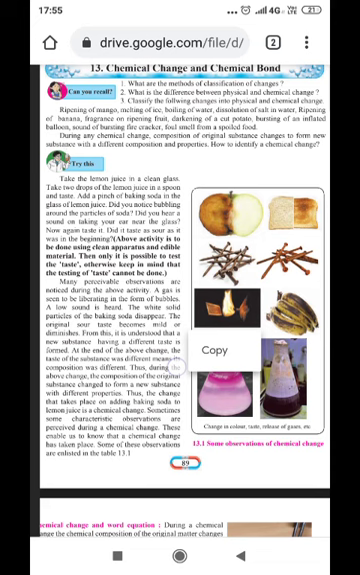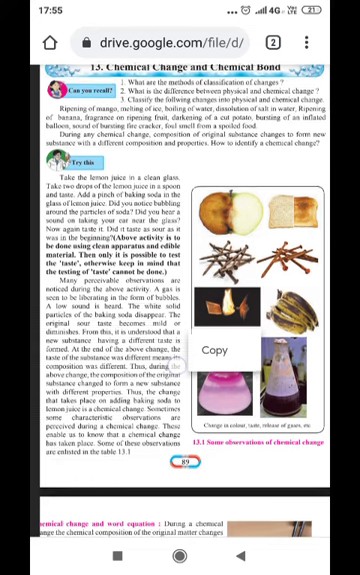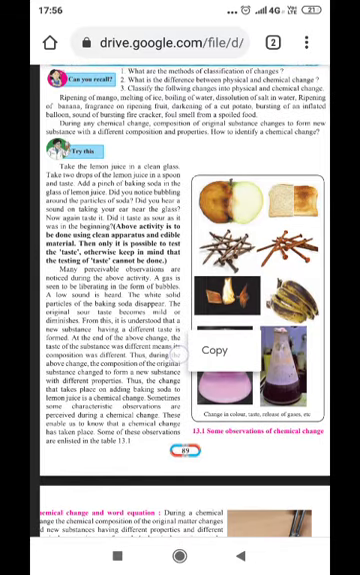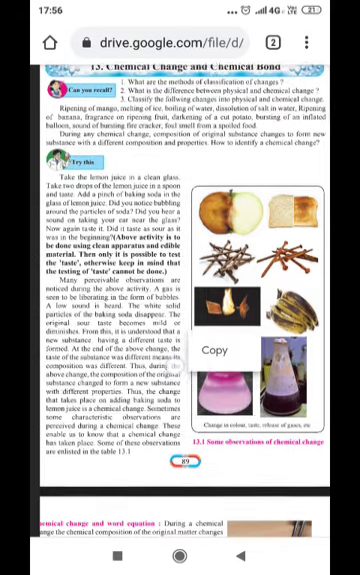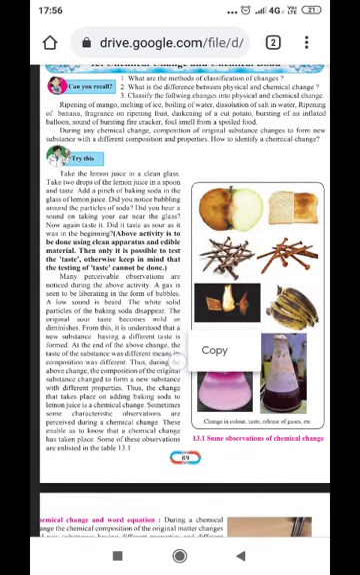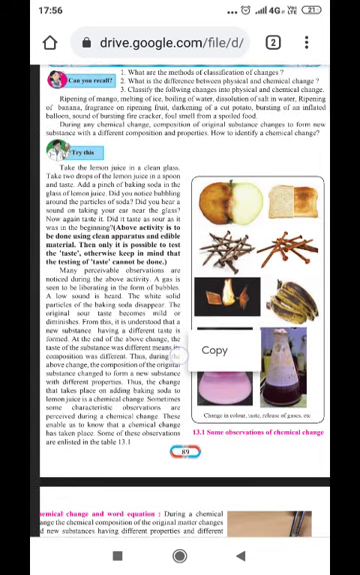Then, how to identify the chemical change? Chemical change is a permanent change. The original substance cannot be obtained by any physical means. That we have already studied in the previous class of 7th standard. So now, what happens in chemical change? This can be explained with the help of an example. During any chemical change, the composition of the original substance changes to form a new substance with a different composition and properties.